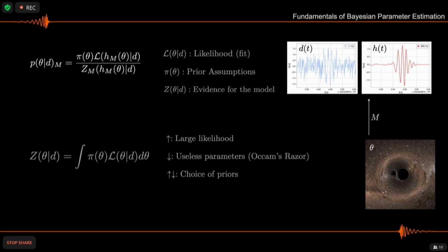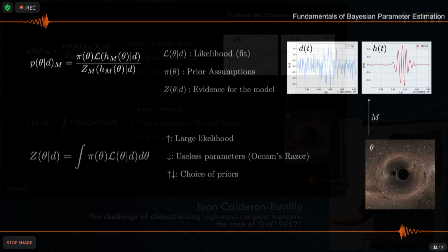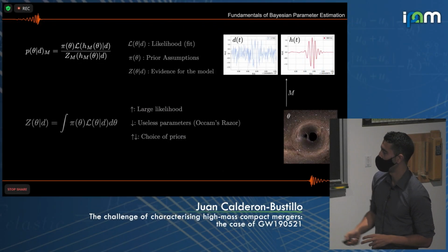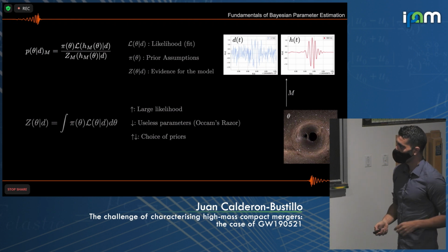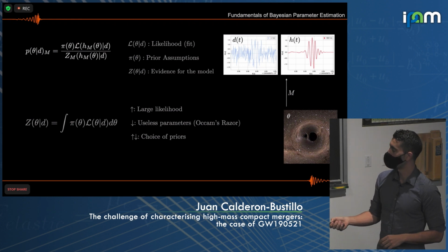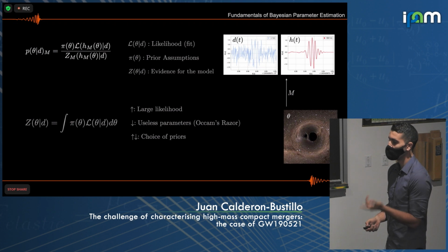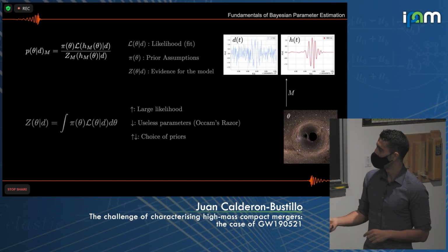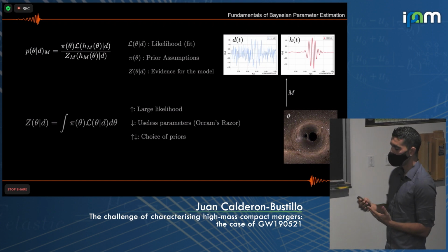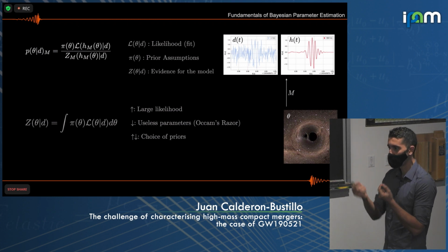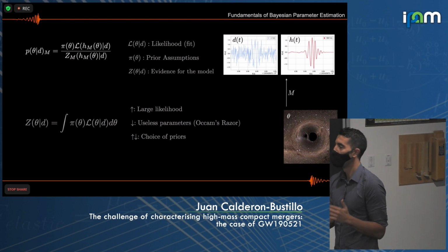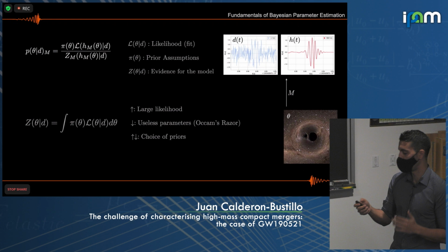So this evidence is just the average, weighted by the priors, of the likelihood over the whole parameter space. And it's quite useful to understand intuitively what's going to make this evidence go up or down. It's obviously going to go up if your model, at some points of the parameter space, can represent the data very faithfully, so if you have a good fit.